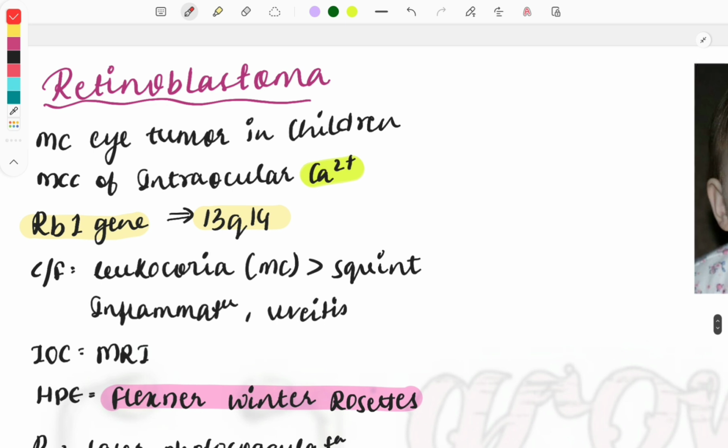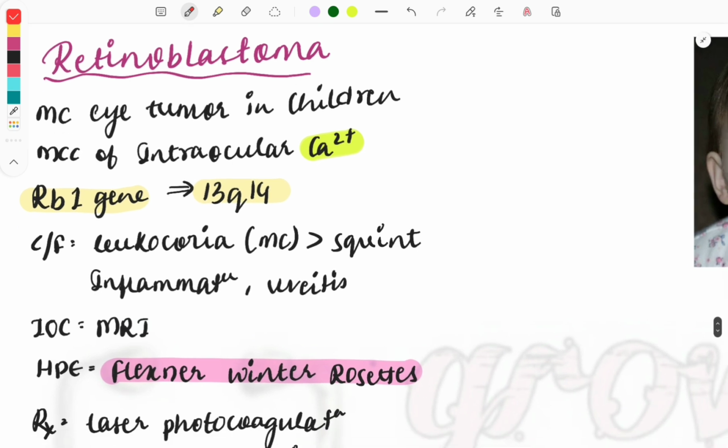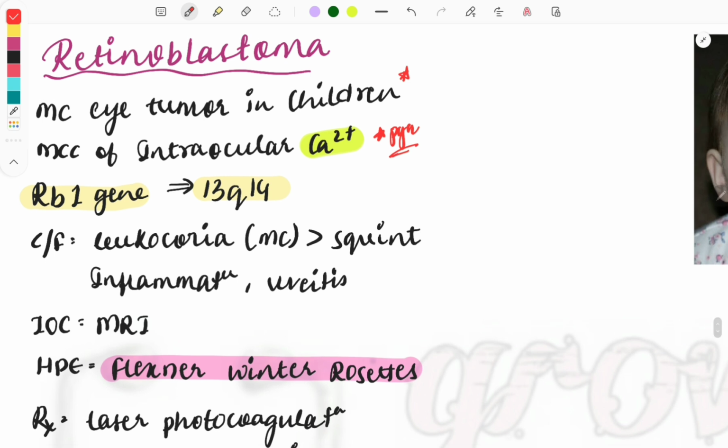So retinoblastoma is the most common tumor in children. Okay, important. It is also the most common cause of intraocular calcification. This was asked as a PYQ, as a one liner: which of the following tumors is the most common cause of intraocular calcification.